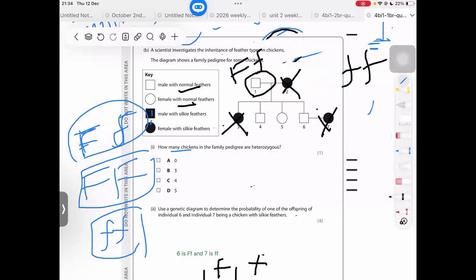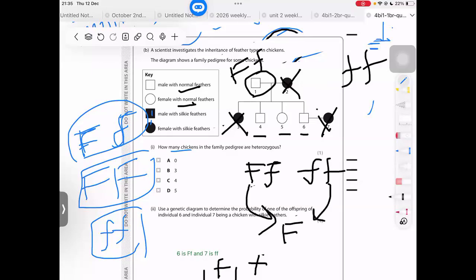And if you take the children, you can exactly say, because they have normal feathers, they have got the capital F allele from the father and a simple f allele from the mother. So definitely they all are going to have capital F, simple f. So all of them are heterozygous. So how many heterozygous chickens are there in this pedigree chart? There are 4 heterozygous chickens. Yes, 4. Therefore, the answer is C.